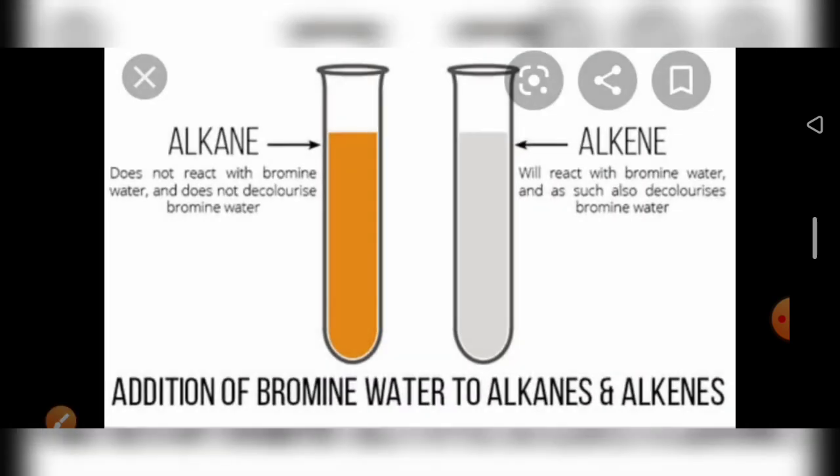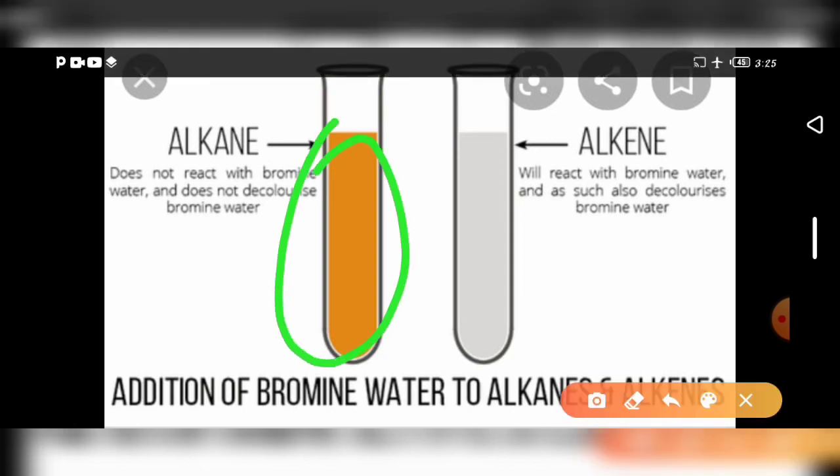Okay, see here, two test solutions are given. One is alkane, another one is alkene. Alkane has a single bond and alkene has a double bond. So this one is saturated and this one is unsaturated. Whenever you put in the bromine water, see here, there is no change in color, but here the color is decolorized. So alkane is saturated and alkene is unsaturated.